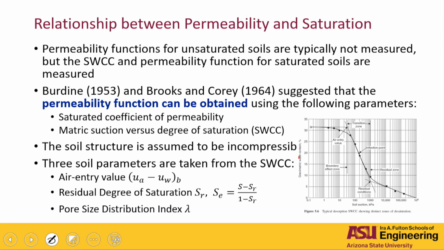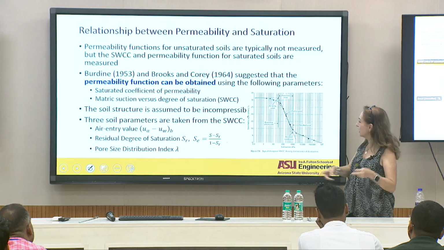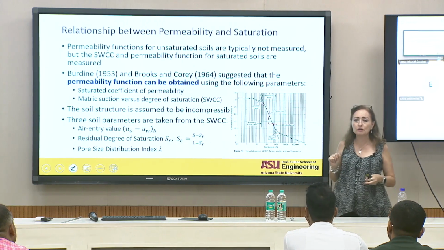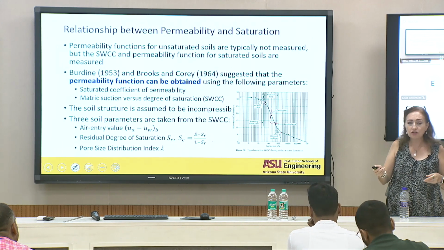But what do you need from the soil-water characteristic curve? Well, you're going to need the air entry value. You're going to need the residual degree of saturation, which I'm going to show you in a minute, to estimate a range in which the desaturation is going to occur. And the pore size distribution index, that's how Brooks and Corey call it, but it's nothing but a parameter related to the slope of the soil-water characteristic curve. I'm going to show you in a minute.